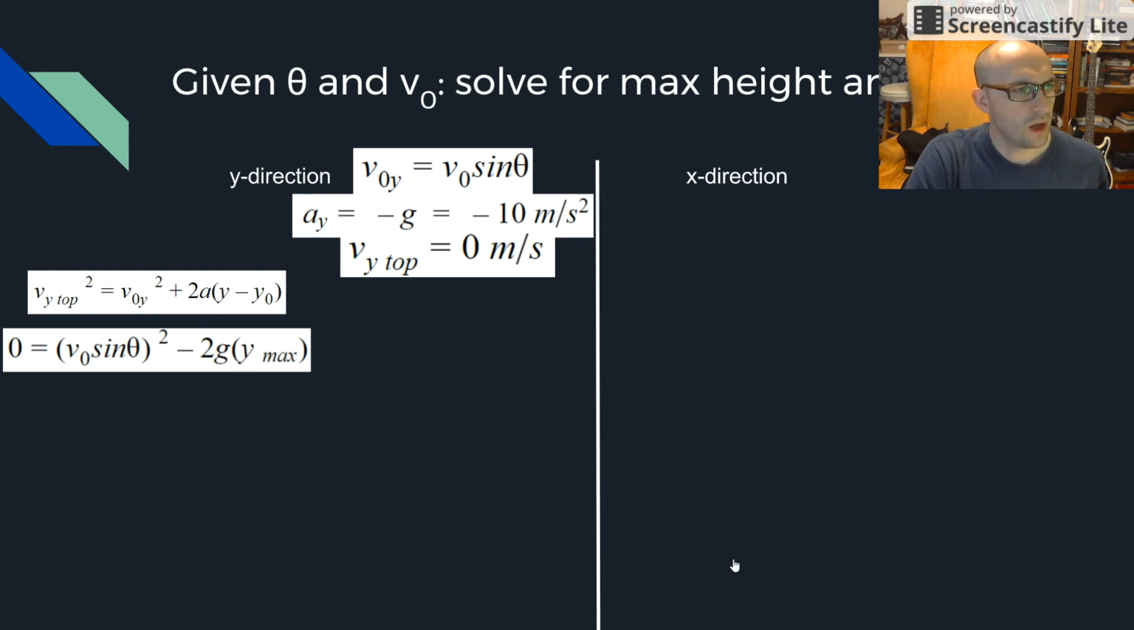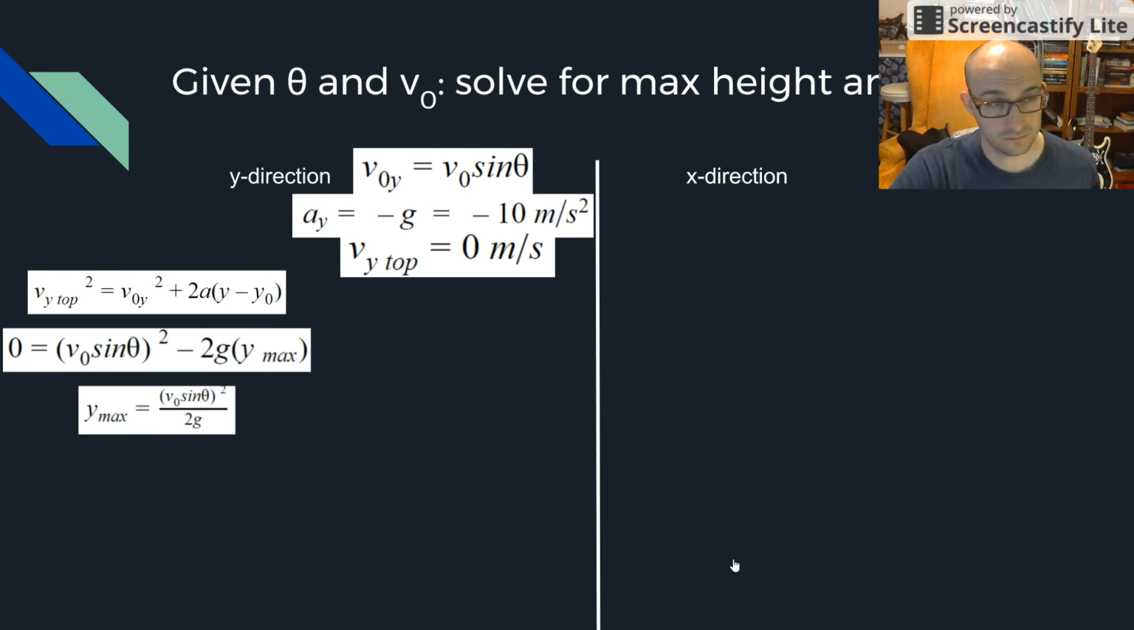All right, cool. 0, that's a number I know. V naught, that's a number that I know. Theta, that's a number I know. 2, that's a number I know. G, that's a number I know. Y max, that's a number I need to solve for. Max height. So it's time to do my algebra magic. I'm going to add 2g y max to both sides, and then I'm going to divide by 2g. There we go. I now have an algebraic solution for maximum height.